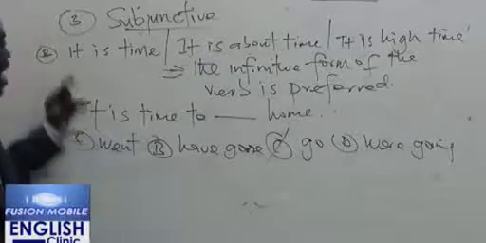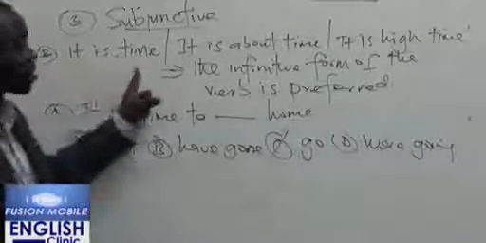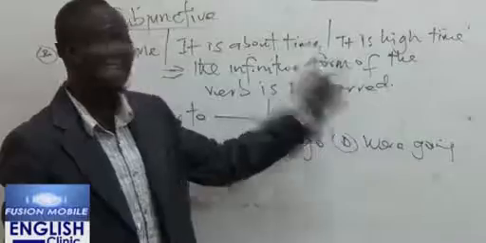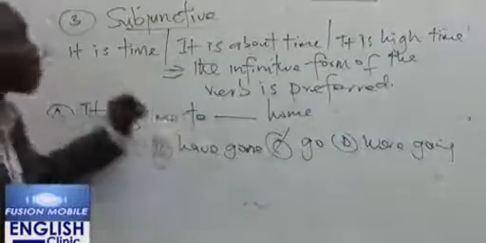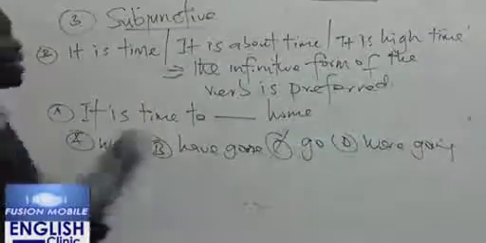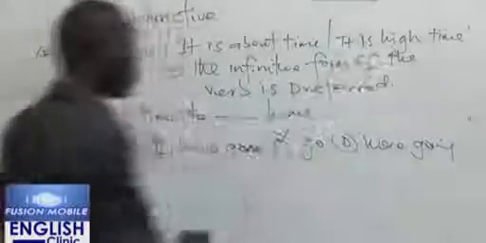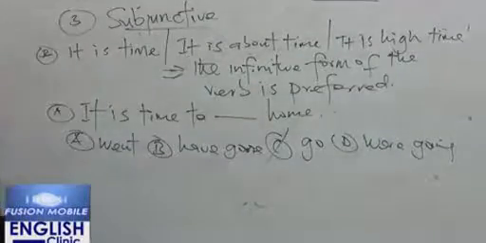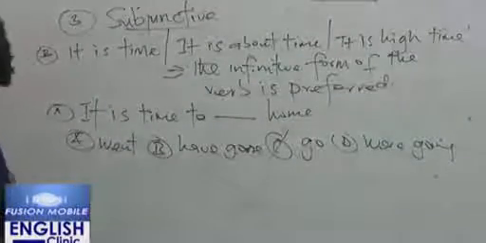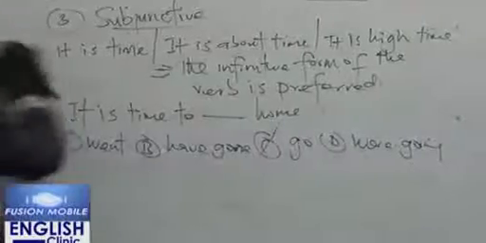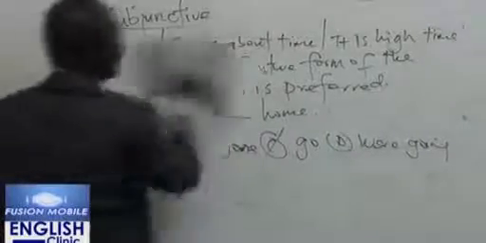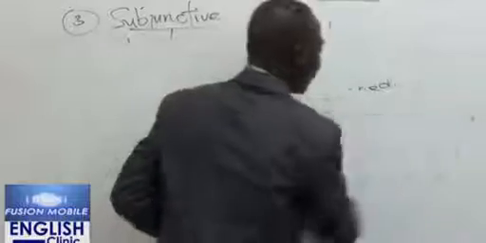So, once again, anytime you have the expression it is time, it is about time, or it is high time, and it is not followed by the subject, then the infinitive form of the verb is preferred. So the answer here is what? Is go. Alright, now let's look at the third use of the subjunctive mood.